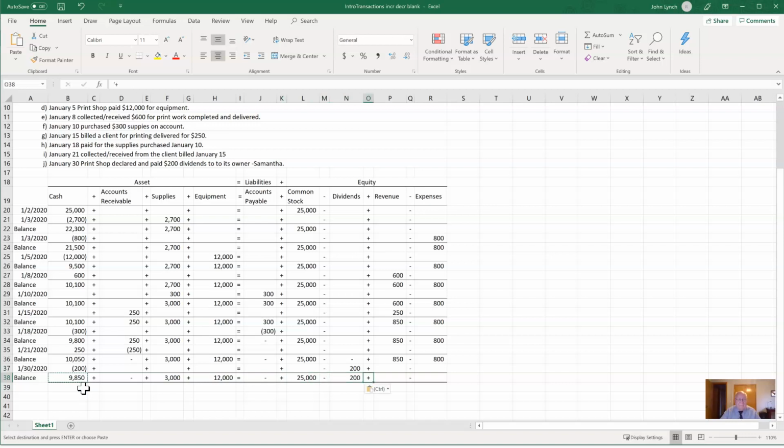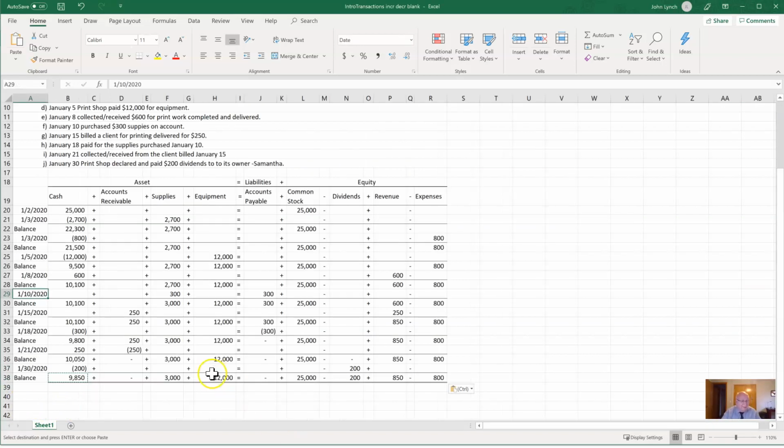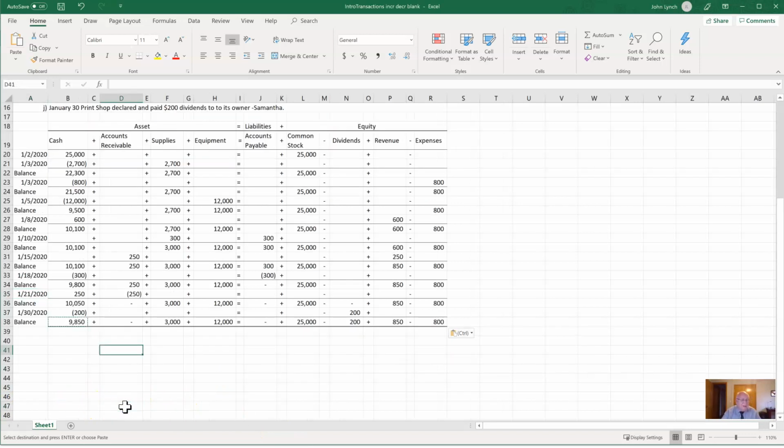Okay, and then all the way across. And now, oh, I keep hitting that wrong key, don't I? All right. What we can do now is double check everything. So we're going to have all of our debits. So this is 9850 plus 0 plus 3,000, 12,000. And I'll highlight these and get them formatted. And then what I want to do is add this up. And that gives me 24,850.